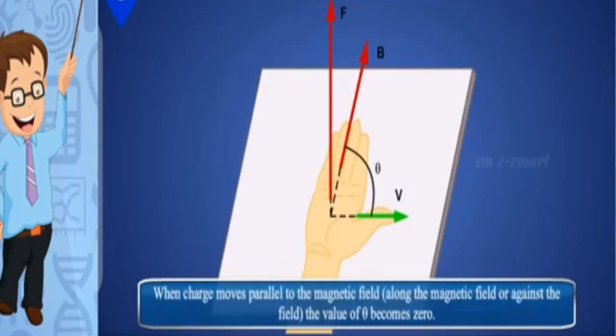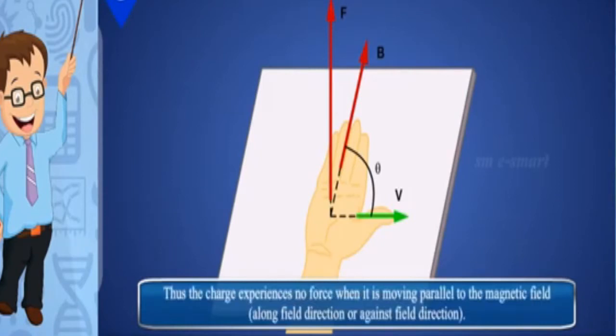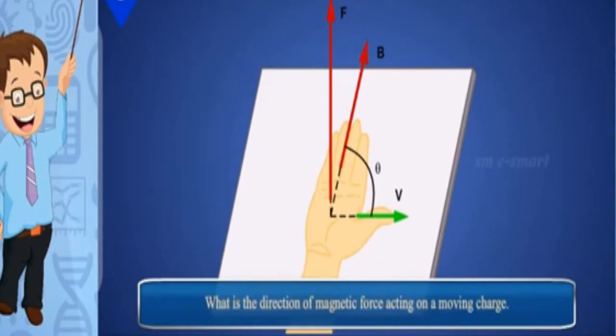When charge moves parallel to the magnetic field, that is, along the magnetic field or against the field, the value of theta becomes 0. In the above equation, theta is 0 degrees, so sin theta equals 0. Thus, the charge experiences no force when it is moving parallel to the magnetic field, that is, along field direction or against field direction. What is the direction of magnetic force acting on a moving charge?